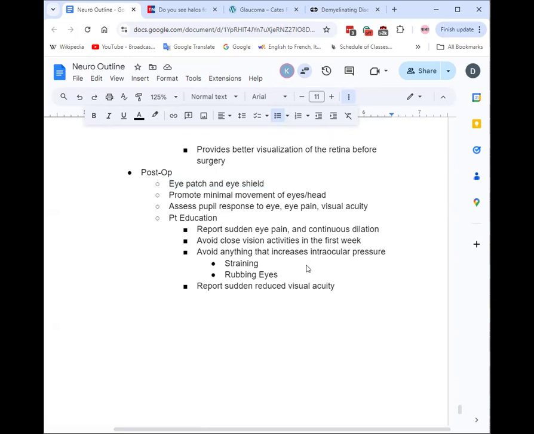What to report? You're going to report sudden loss of vision. You're going to record eye pain. If their pupil doesn't have a normal pupil response, we're going to worry about that. And like the other one, avoid anything that increases your intraocular pressure. Don't rub your eyes, anything that includes straining.